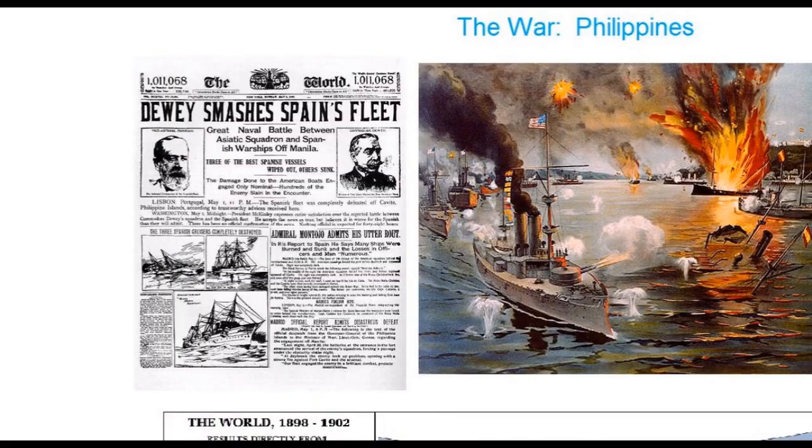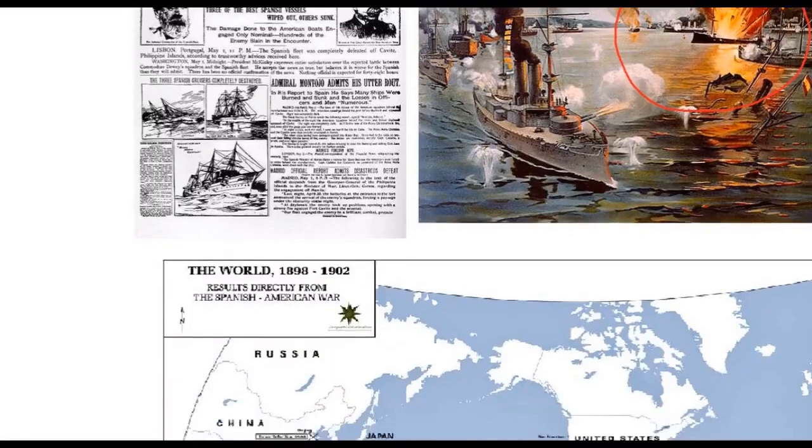In the Philippines, the U.S. Navy had been dispatched at the very beginning of the war by Theodore Roosevelt. He had been the Assistant Secretary of the Navy before he resigned to become a Rough Rider. And he had dispatched Admiral Dewey in the American fleet to the Philippines to destroy the Spanish fleet and take over the Philippines. And Dewey does so in a very important battle in May of 1898, utterly devastates the Spanish fleet. Americans barely suffer a scratch.